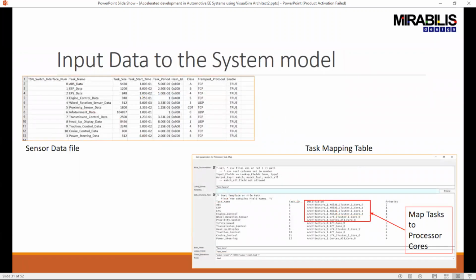These were the input data that were given to the system model. We could see the sensor data file. We have a lot of sensors defined in the model. For each of the sensors, we specify the traffic sizes, the packet sizes, the period, the start times, the traffic periods, the classes of the packet, and the transport protocols, whether it is a TCP packet or UDP. Then we have the task mapping table, where we can map each of the ECUs to a specific resource. Each of the sensor processing will be mapped to the corresponding mapped resource file.